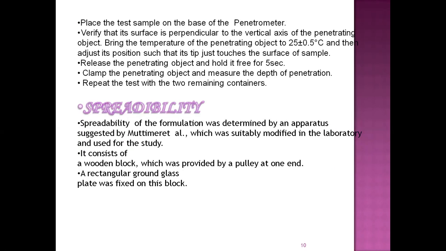Then place the test sample on the base of the penetrometer as shown in the figure, and verify that its surface is perpendicular to the vertical axis of the penetrating object. Then bring the temperature of the penetrating object to 25 ± 0.5 degrees, and adjust its position so that its tip just touches the ointment sample. Release the penetrating object and hold it free for a minimum of 5 seconds. Then clamp the penetrating object, measure the depth of penetration, and repeat the test with the 2 remaining containers. Like this, we need to repeat for all the containers which are filled with the test sample.